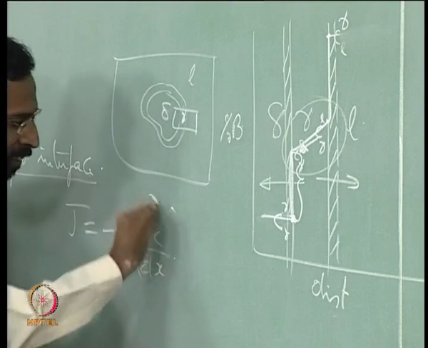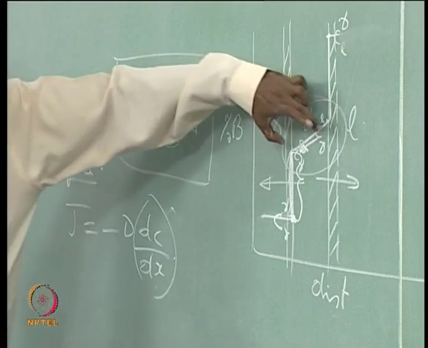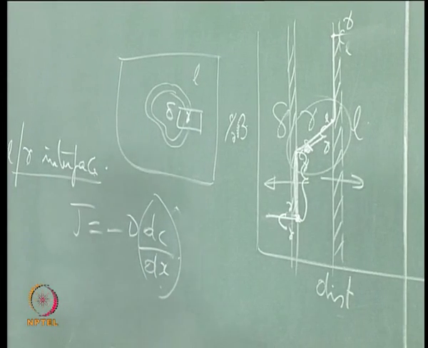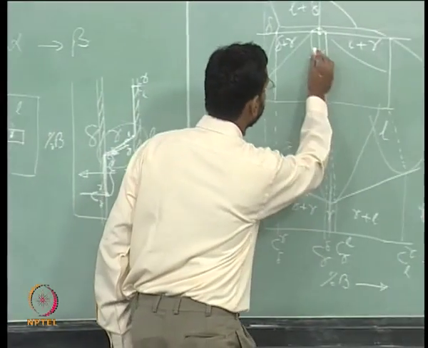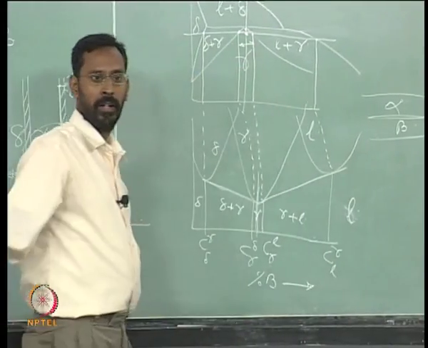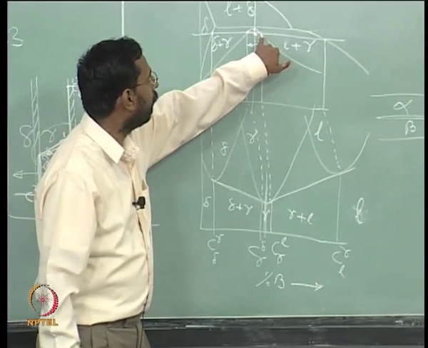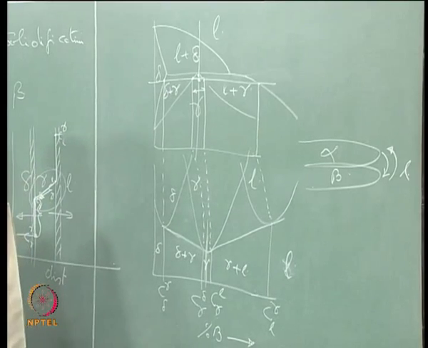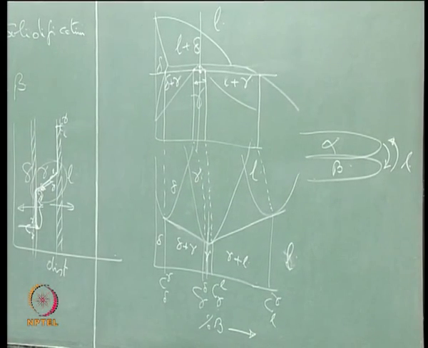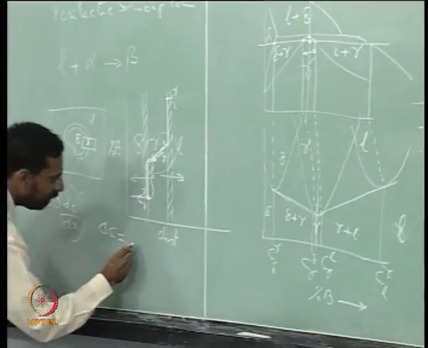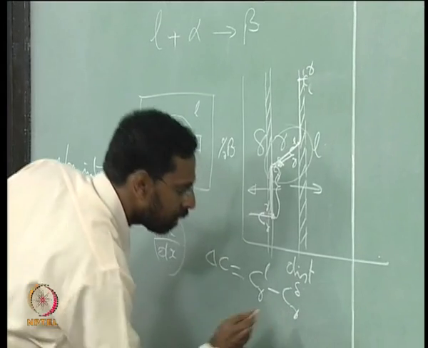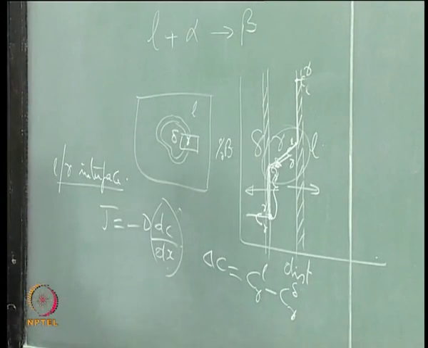Now, what is the dC by dx here? What is the dx? Dx is nothing but the thickness of the gamma, am I right? Dx is the thickness of gamma, and what is the dC? dC is this composition difference, the composition difference between the C gamma liquid and C gamma delta. So, delta C for our case here is C gamma liquid minus C gamma delta. That is what actually drives.